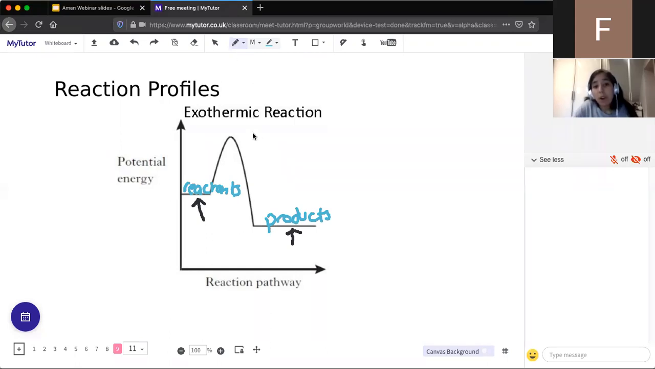So someone's asking, are all decompositions exothermic reactions? That's a very good question. All thermal decompositions are endothermic. Most of the other decompositions that aren't thermal decomposition reactions are exothermic.